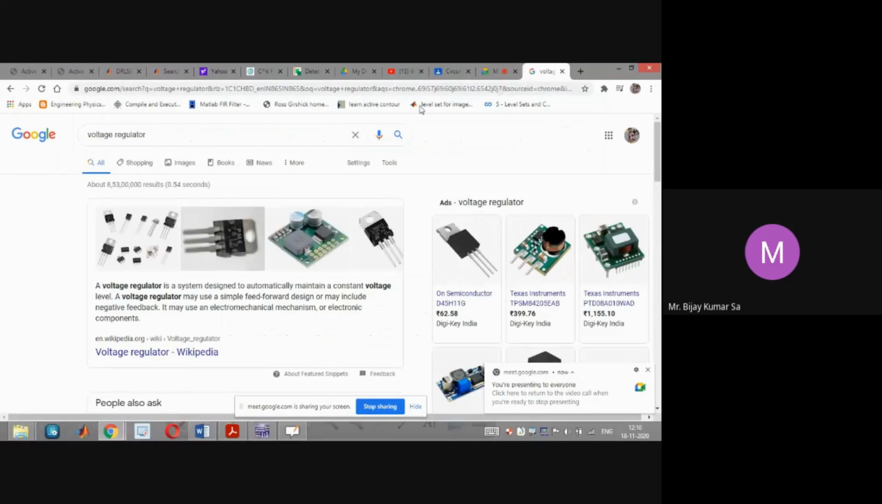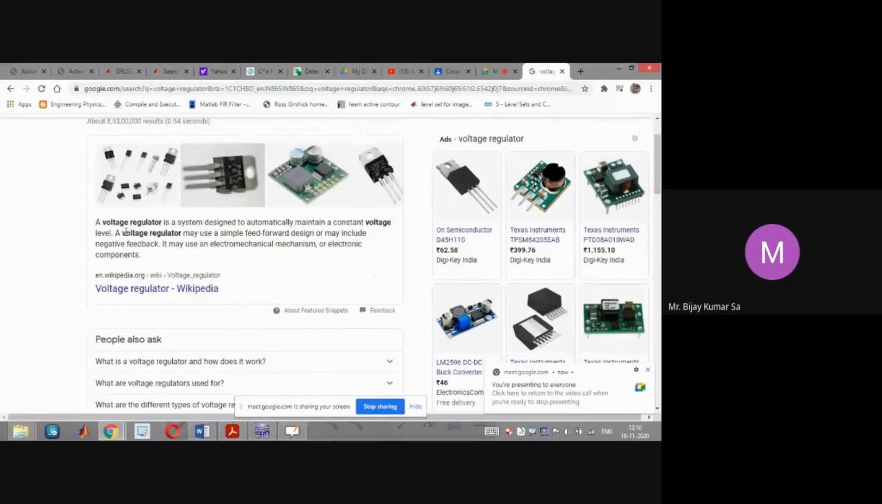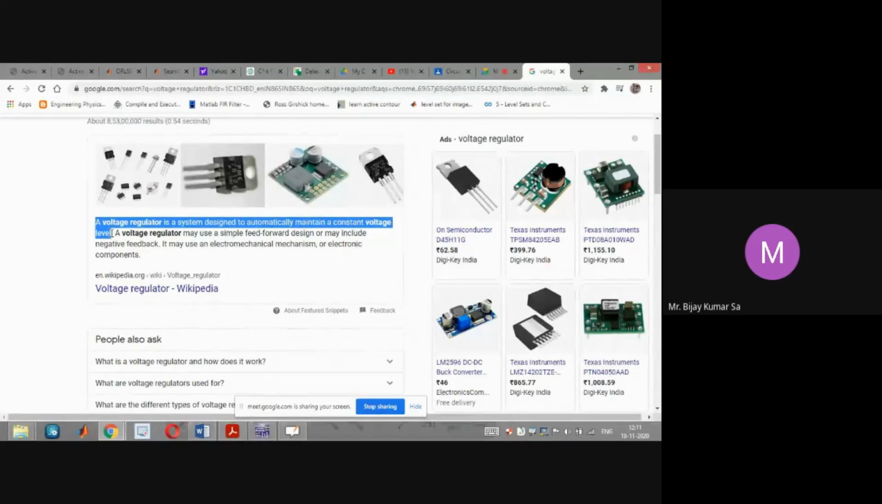So Google gives me a page from Wikipedia which says a voltage regulator is a system designed to automatically maintain a constant voltage level. A voltage regulator may use a simple feed-forward design or may include negative feedback. It may use an electromechanical mechanism or electronic components. So anyway, just give some emphasis on this first line.